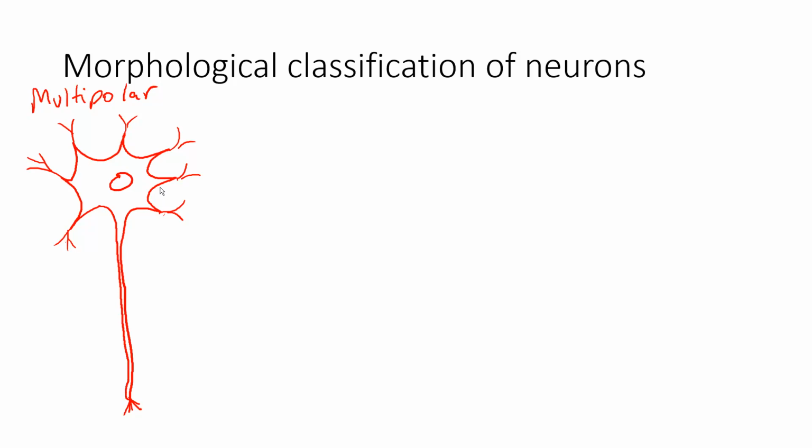99% of the time when I show you a picture of a neuron in one of these videos or in your lessons in class, it's going to be a multipolar neuron. These are by far the most common neuron type found in the nervous system.